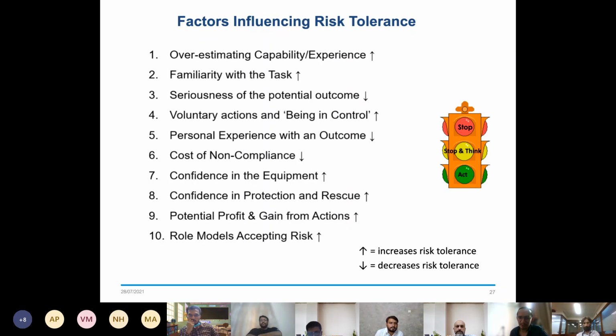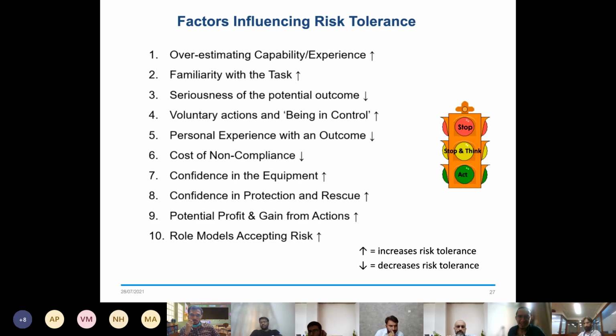And then confidence in the equipment. They are really confident in the equipment, for example a crane with no inspection at all, or even a breaker with no regular inspection. So all this is because of confidence in equipment. Other than that, they are also confident in protection and rescue. They simply use the safety harness without checking, and suddenly, when using it, it detaches from the body strap. Then there is potential profit gain from actions.